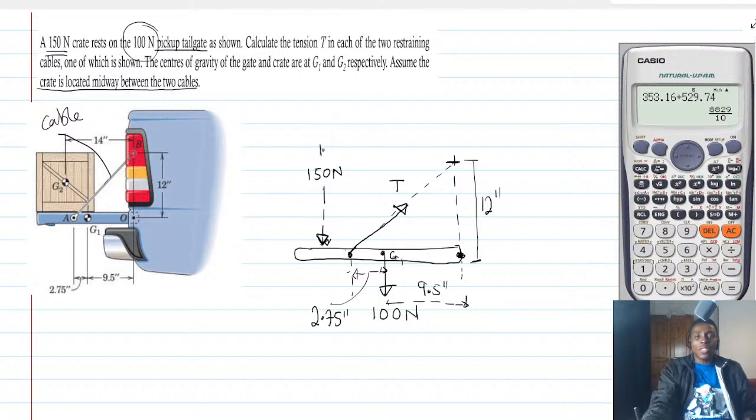Now the distance between the weight or the crate and, let's call it the tail light, okay, let's say this is the tail light of the car, that distance is 14 inches. Alright? Okay. But since we are going to look at the tailgate, we are going to do all the analysis with respect to the tailgate. Alright? Okay. So let's look at this point here at O.